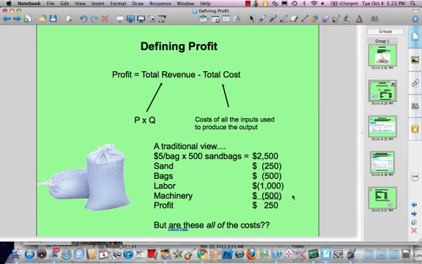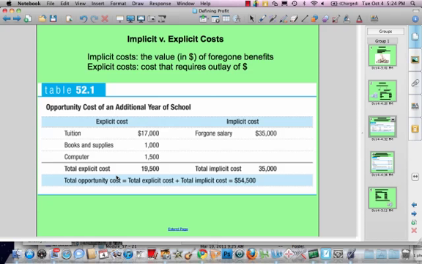The question we have to ask ourselves, and what we'll understand better at the end of the night tonight, is, are these all of the costs associated with producing all of these sandbags and the associated revenue? Well, the short answer, as I'm guessing you have figured out, is no. Let's move on and understand why.